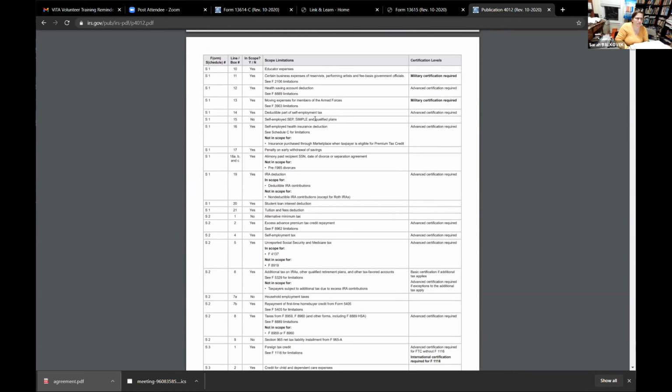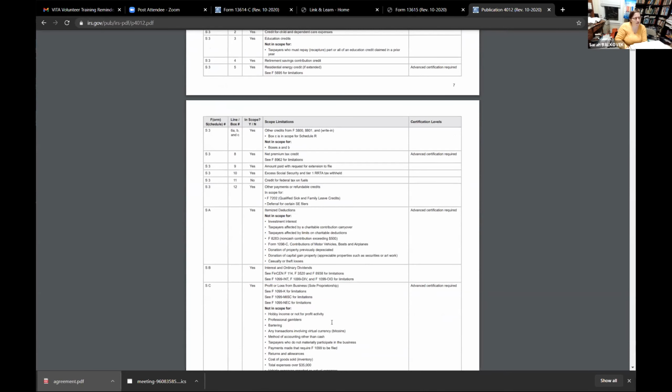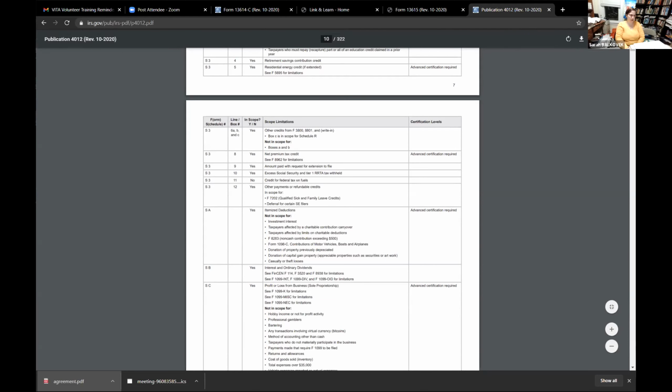Self-employed and simple and qualified plans, we don't deal with that. We don't do household employment taxes. That's one of the ones that kicks me out. We'll know if they are within scope because if we are doing our jobs correctly, they're filling this form out and this form is going to kick them out and we'll say, sorry, that's completely out of scope. And one of us on the management team will be able to tell them that's not something we are able to do at this place.